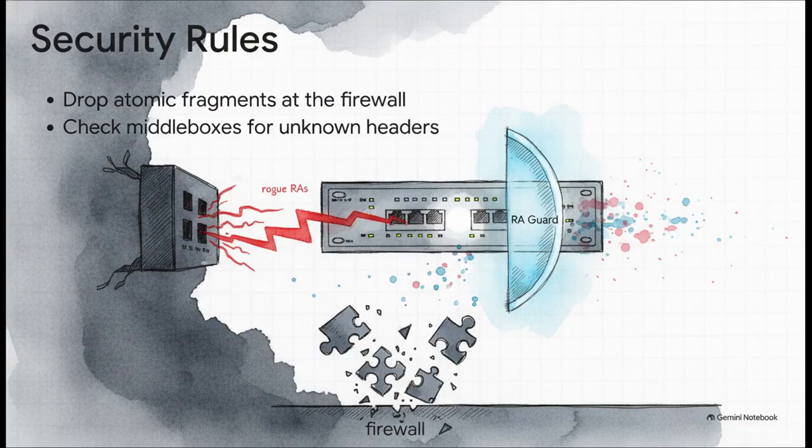On the security front, you've got to proactively drop atomic fragments at the firewall to prevent known bypass risks that are outlined in RFC 8021. You also need to audit your middle boxes, like your load balancers, to make sure they aren't silently dropping packets just because they contain unknown IPv6 extension headers. And finally, watch out for rogue router advertisements. Honestly, something as simple as a default Docker container bridge network can accidentally broadcast RAs and hijack your entire subnet. Implementing RA guard on your switch access ports stops that nonsense immediately.